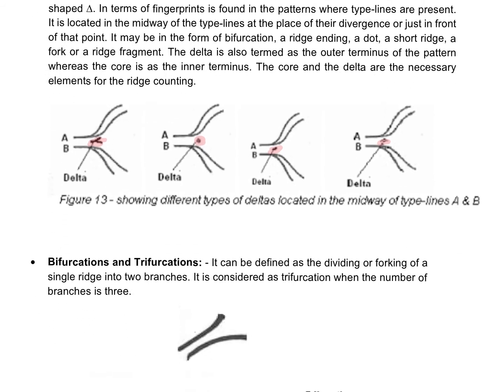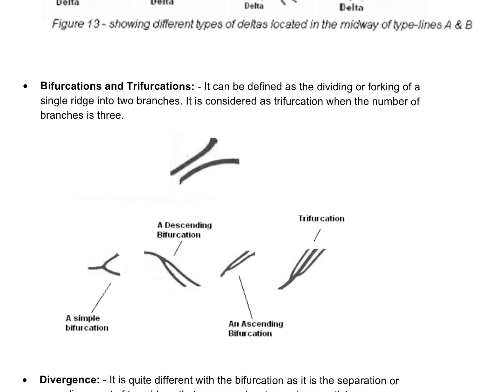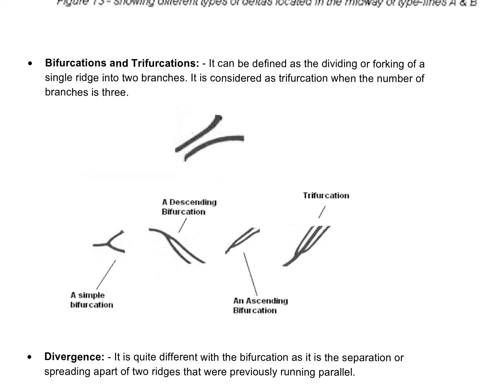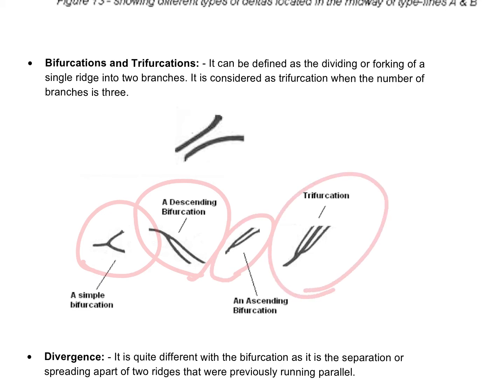Then bifurcation and trifurcation. It is the dividing of a single ridge into two branches. Trifurcation is 3 branches. This is a simple bifurcation, splitting into 2 branches. This is a descending bifurcation because it's going downwards. Ascending, going upwards, trifurcation. This is the divergent lines.